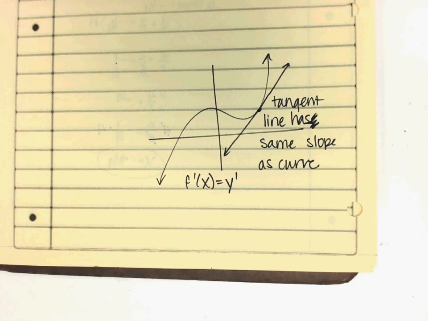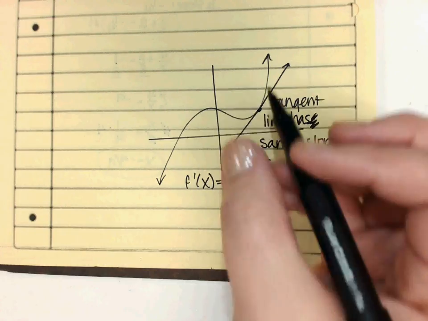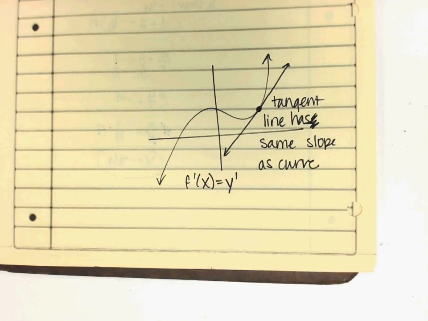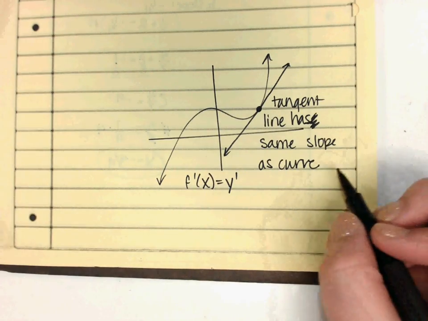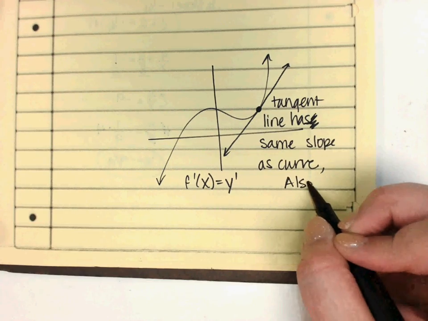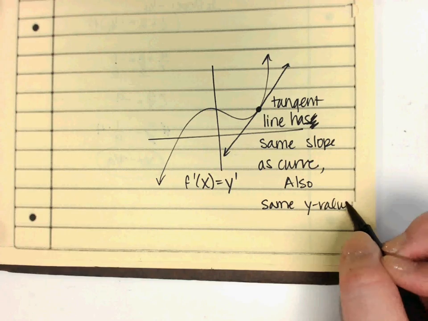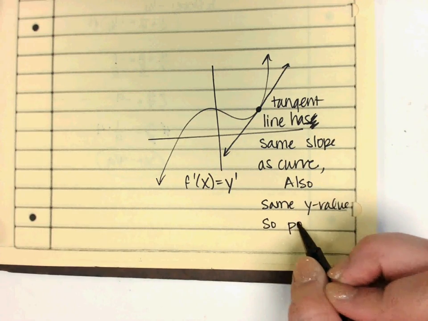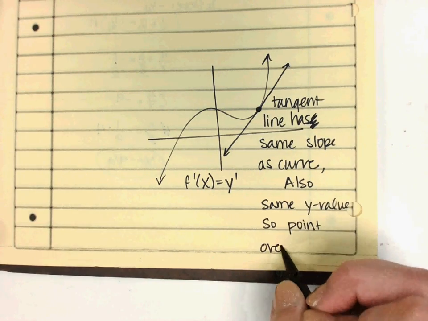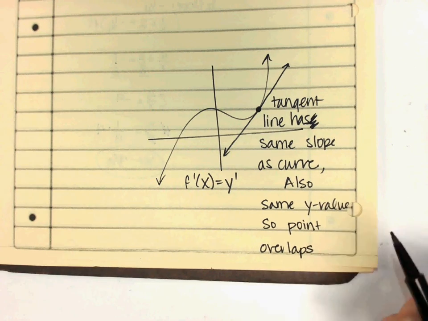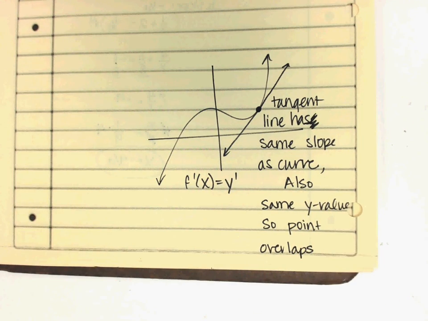Okay, second thing, the graphs have to be touching. So not only do the slopes have to be the same, but they have to share the same point. That means that they share the same y value. So, also, same y value. So point overlaps. It has to be a point on both graphs for it to touch the graph.